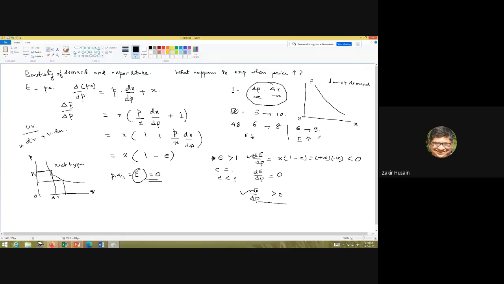Okay. So is this clear? This is again a theorem which is going to be very useful later on. Is this part clear? Yes, sir.